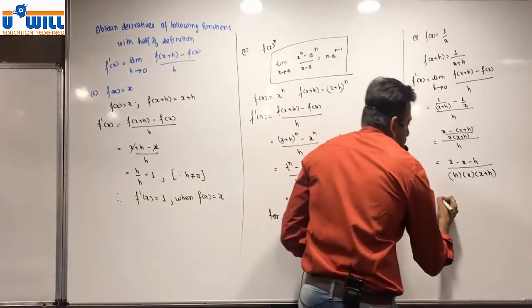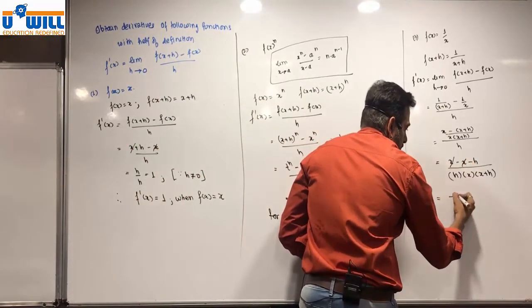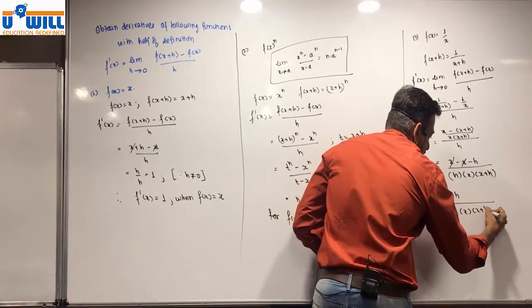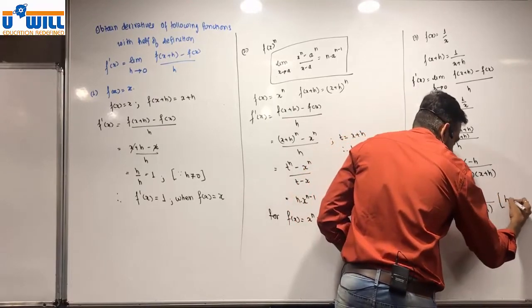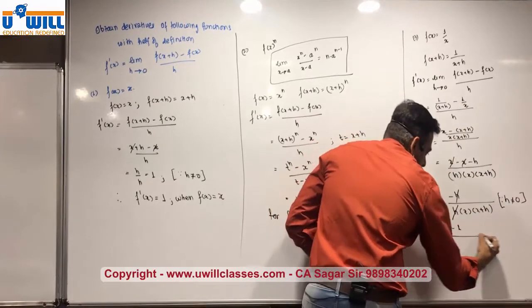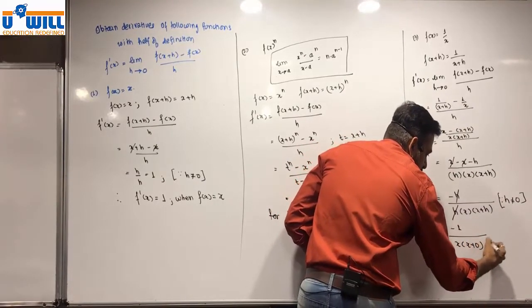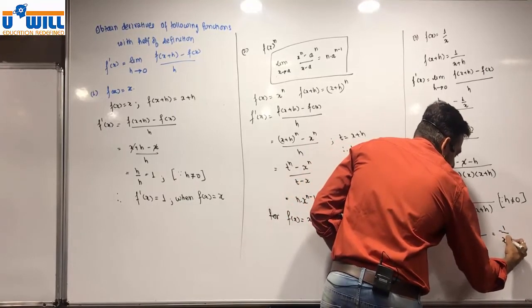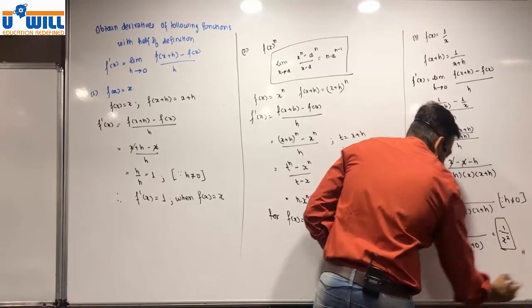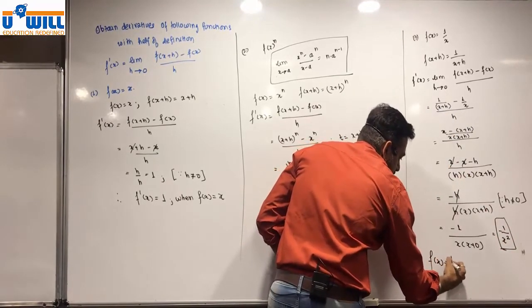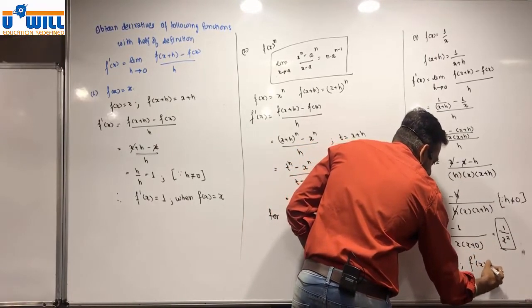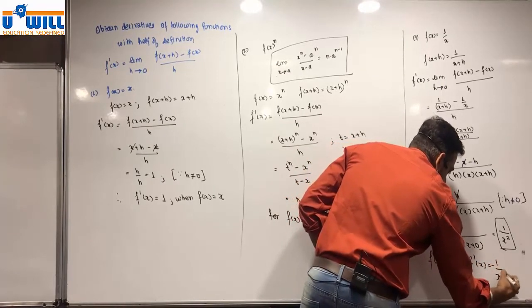ओके, नाउ व्हिच इज इक्वल टू, ये कैंसिल, व्हाट इज लेफ्ट? माइनस h upon h into x plus h. Now h cancel, h is not equal to 0, is equal to minus 1 upon x into x plus 0 is equal to minus 1 upon x into x, so x square. So we write for function f of x is equal to 1 by x, derivative of function f dash x is equal to minus 1 upon x square.